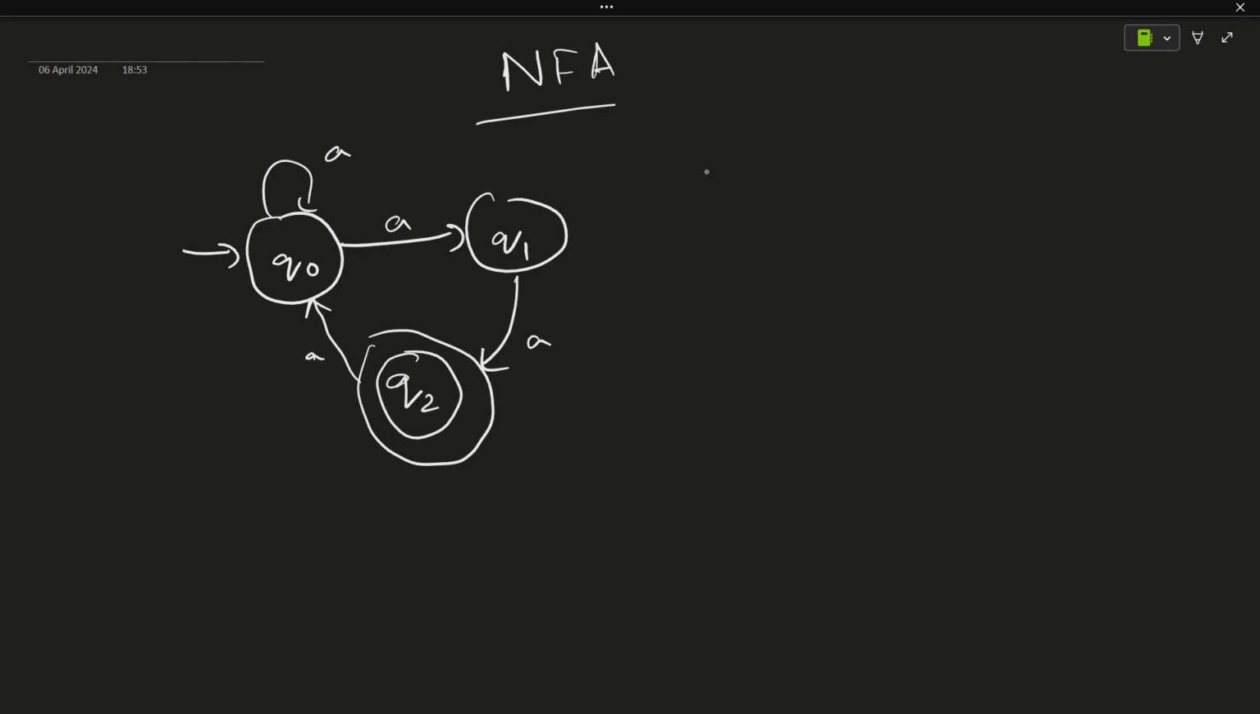Here, let's first identify all the tuple elements. What is Q? The finite set of states: Q naught, Q1, and Q2. What is sigma? Sigma is the set of input alphabets, which is A. And what is the transition function?